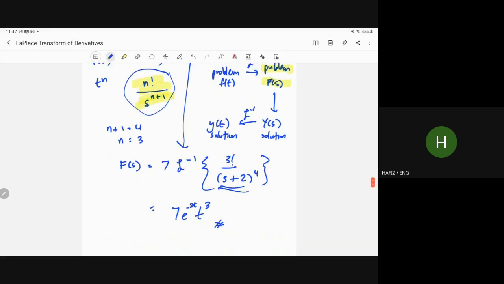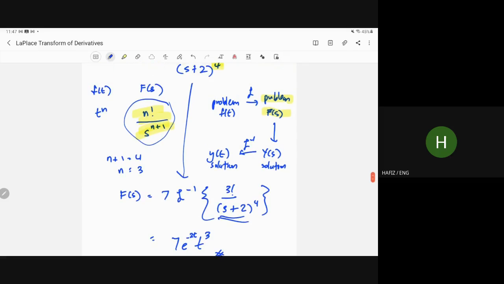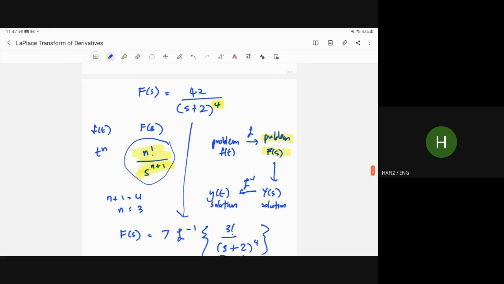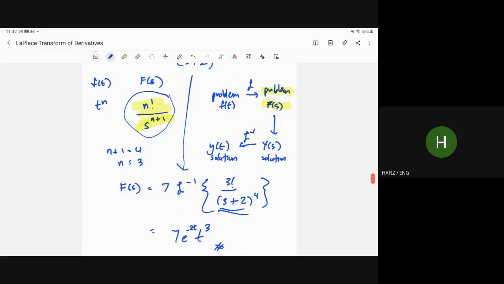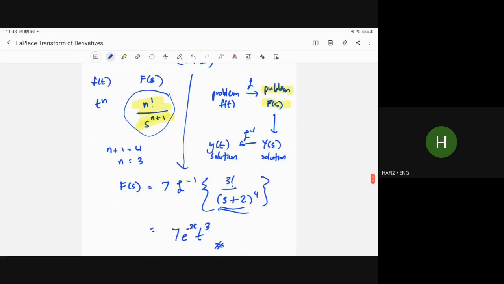Okay, so you can see this is how you solve a differential equation using Laplace transform. We went from having the problem in f(t), changing it to F(s) using algebra basically, and then we got the solution here by using the inverse Laplace. So any questions about this question?